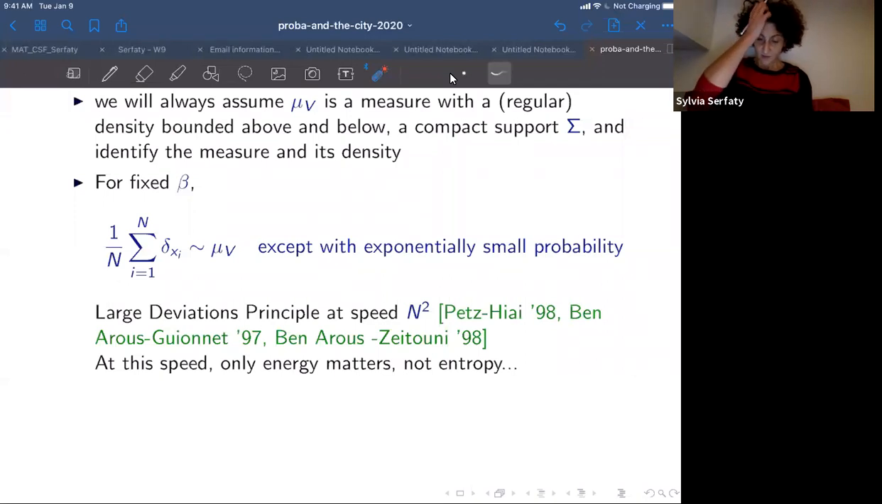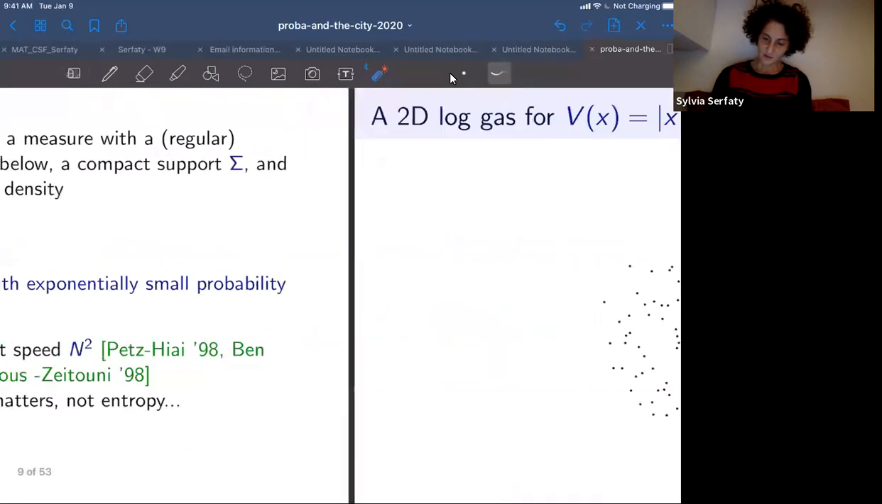So maybe what I want to emphasize at this point, for those of you who know these types of results, is that this works because you fix beta and you let n go to infinity, and because with this choice of temperature regime, it's really the energy that matters. The entropy does not come in and play a role. If you want to see the entropy come up, you have to consider beta that depends on n. So you have to consider much larger temperatures. We will be discussing a bit of that later.